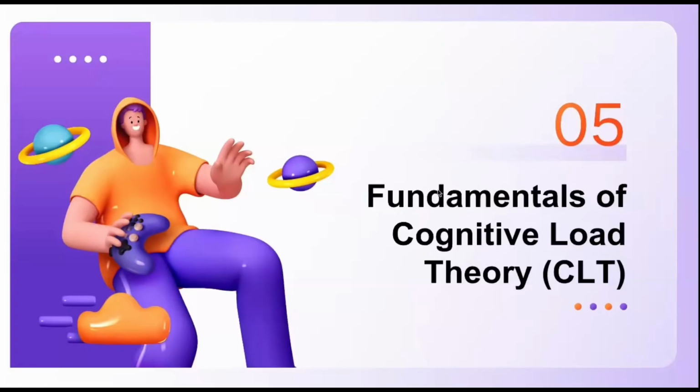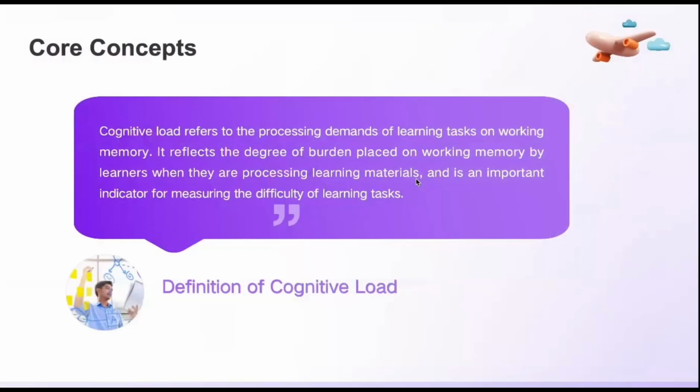Alright, we've covered CTML's framework, founder, and core assumptions. Now let's dive into its theoretical backbone, cognitive load theory, CLT, developed by Australian psychologist John Sweller. The core idea is super straightforward. Our working memory is like a phone's RAM, not unlimited. It can only handle 4 to 5 chunks of information at a time.